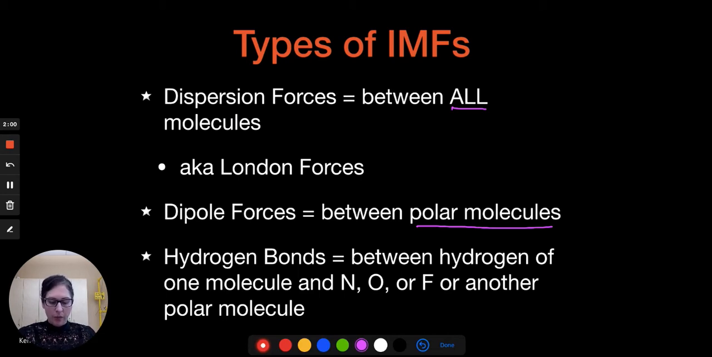Hydrogen bonds are also between polar molecules, but the polar molecules have to have a hydrogen on one molecule, and either a nitrogen, oxygen, or a fluorine on another polar molecule. That's when we get these hydrogen bonds. So they are a dipole-dipole force, but a specific kind. Let's take a look at those hydrogen bonds in water.